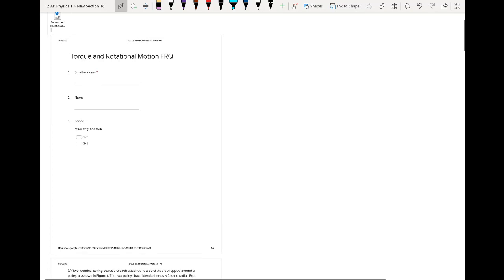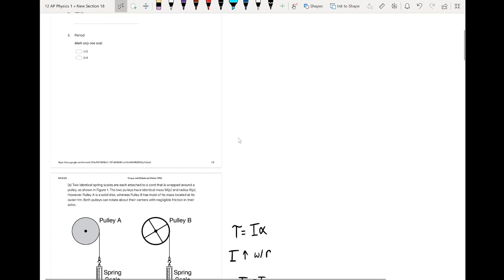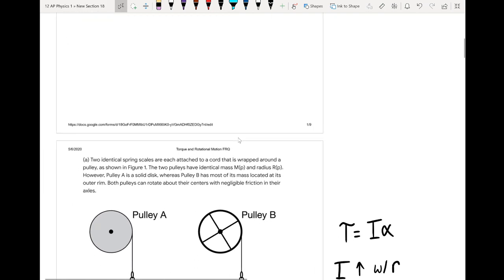Okay, so now we have the free response question, and I really like this question. I think it gets to a lot of really good conceptual ideas and helps us get a good conceptual understanding of all the topics in this unit.